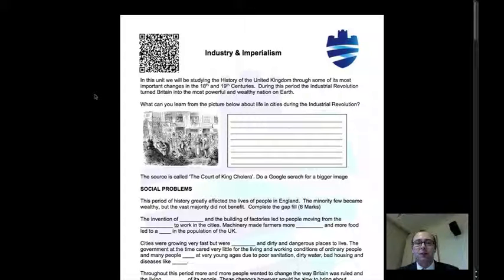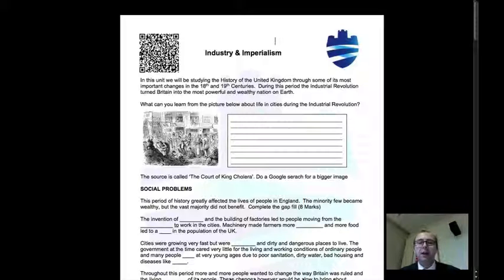First task then for the students is to take a look at a street scene from the 19th century. This picture source here is called the Court of King Cholera. It's a famous depiction of a street scene in London. In the space provided here, I would like students to tell me what they can learn about life in British cities during the Industrial Revolution by studying the picture.